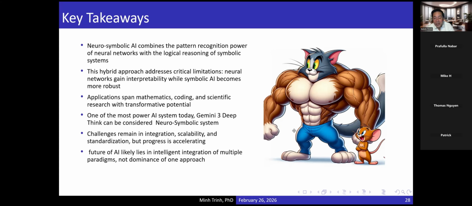So that's why you remember the cartoon that I showed you in the first few slides. You saw this neuro-symbolic system. It could be a crossover of the mouse and the cat, right? So Jerry the cat and the bodybuilder as a mouse. So maybe this is AGI, right? No, the future AGI or ASI. Okay.